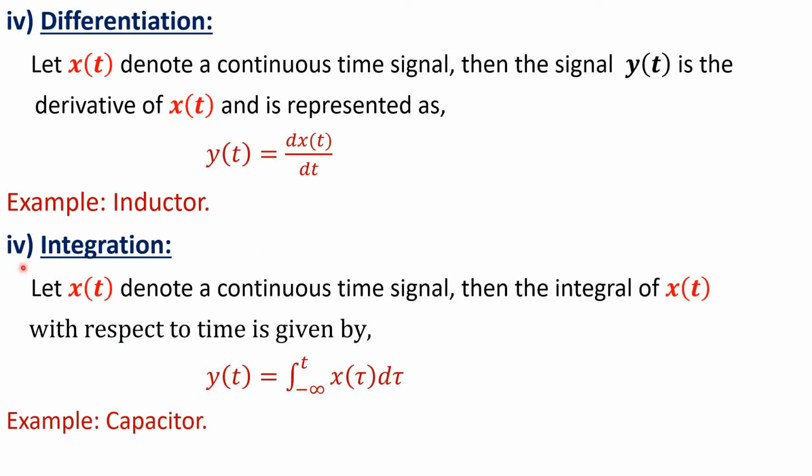Similarly, the next operation is integration. Let x of t denote a continuous time signal, then integral of x of t with respect to time is given by y of t is equal to integration from minus infinity to t of x of tau d tau. The example for integration is a capacitor. We know that voltage across capacitor is 1 over c integration of i dt, where i is a continuous time signal which can be integrated and divided by c, which gives the voltage across capacitor.